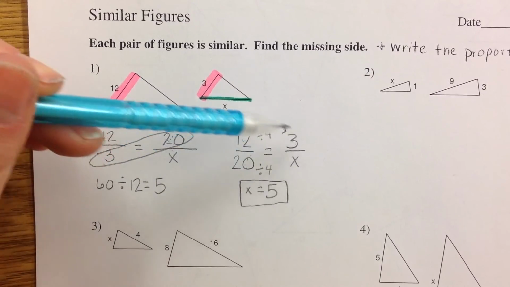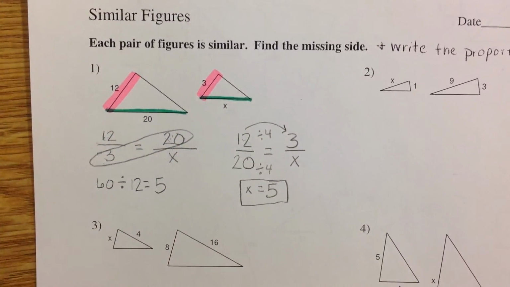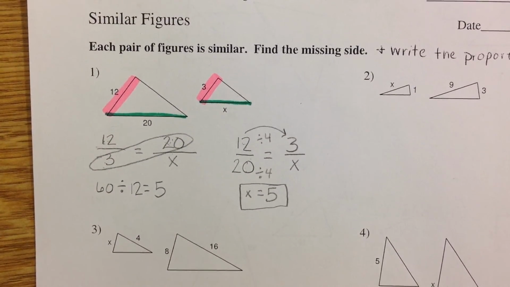You will get 1 point for a correct proportion and 1 point for your answer. We're going to correct this on Monday. Let's go through one more example.